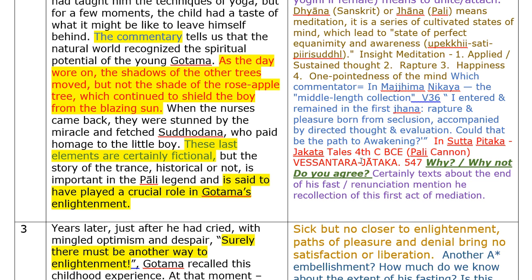Okay. Next sentence: "As the day wore on, the shadows of the other trees moved, but not the shadow of the rose apple tree, which continued to shield the boy from the blazing sun." Here we have almost a verbatim recounting of the Sutta Pitaka Jataka tales, recorded very early, the Jataka tales in the Pali Canon. In tale 547, the Vessantara Jataka, we have the story of the recounting. The Buddha, nearing death after his long fast, remembers his rose apple tree moment.